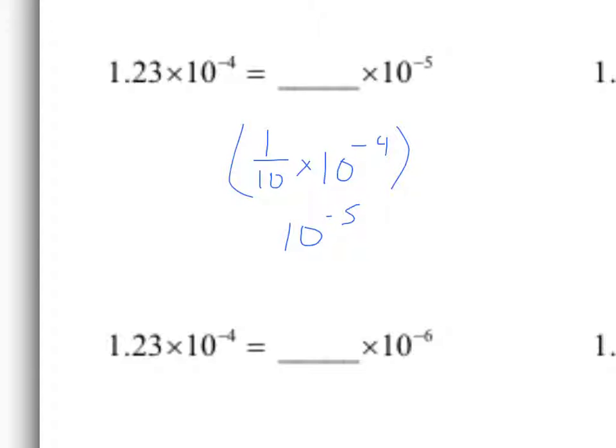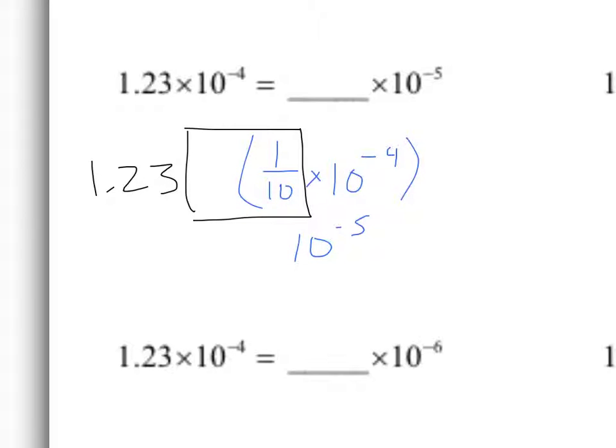But when I do that, what do I need to balance out that extra 1/10 that I threw in there? What do I need to balance that out, Tarak? So we need a 10 to balance out that 1/10 that I had to add in to get to 10 to the negative 5th. So 1.23 times 10 gives me 12.3 times 10 to the negative 5th.